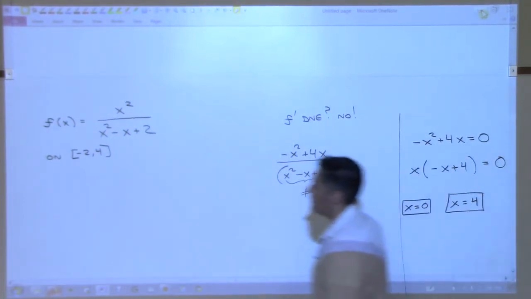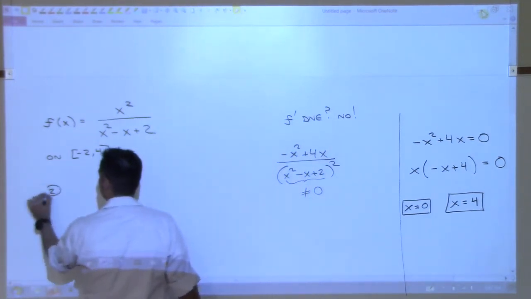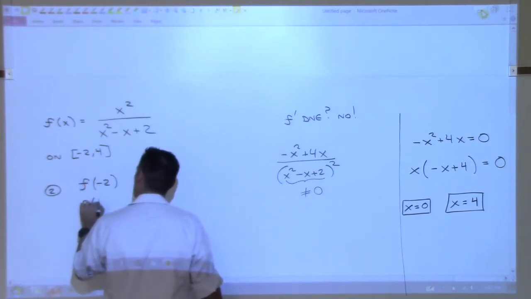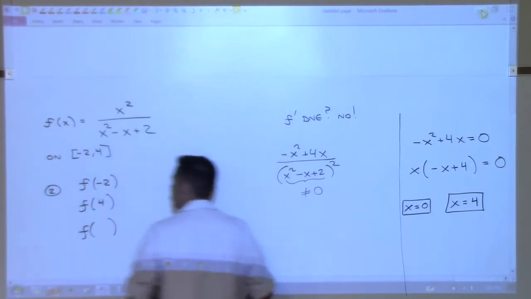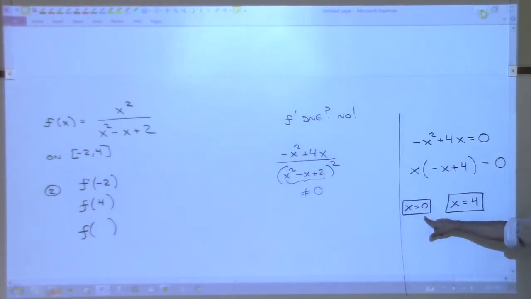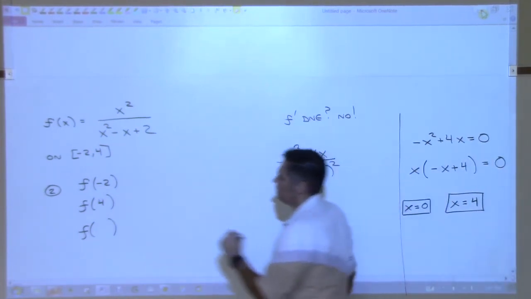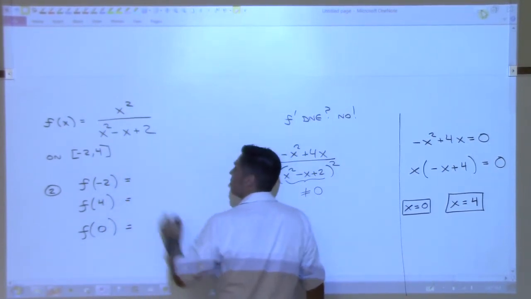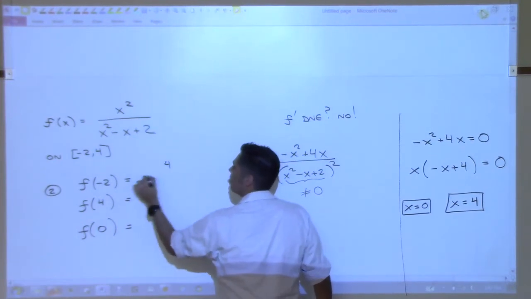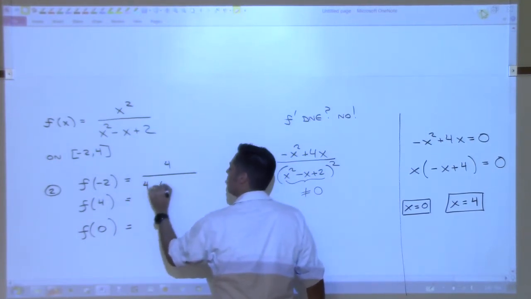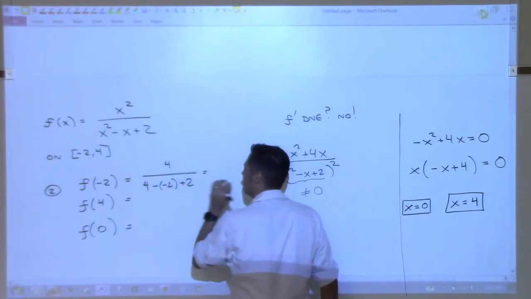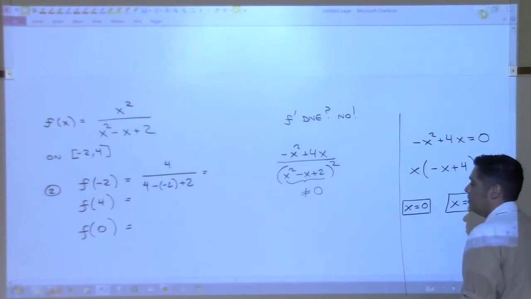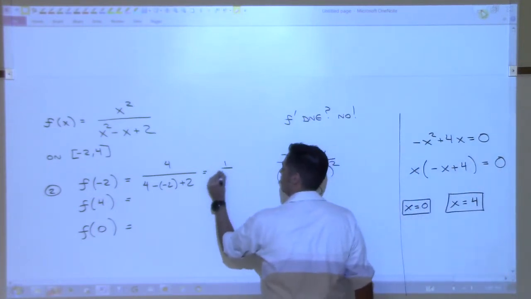Okay, now step 2. So I'm going to take the endpoints, plug them in, and then I'm going to take my critical points, but I'm only going to be using 0, right? Because this one's already over there. So we plug these in. So negative 2 into this thing, we get 4 over 4 minus negative 2 plus 2. What do we have there? 4 plus 2 plus 2. 4/8, 1/2? 1/2.